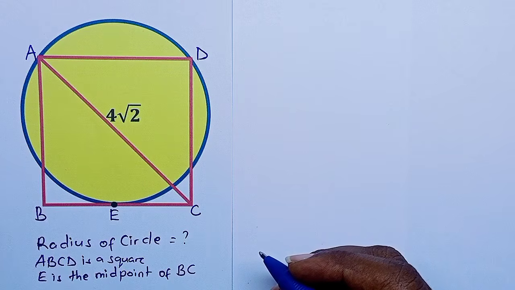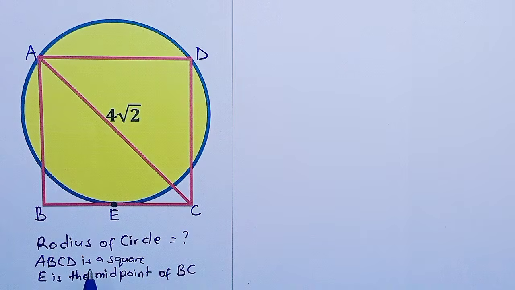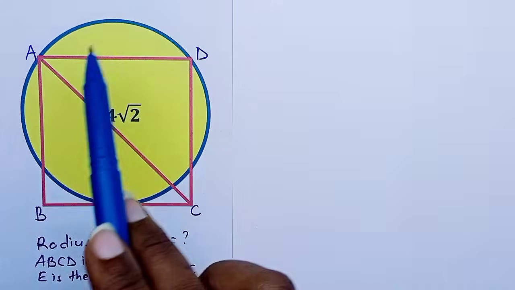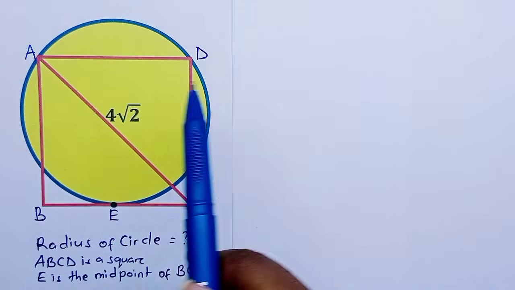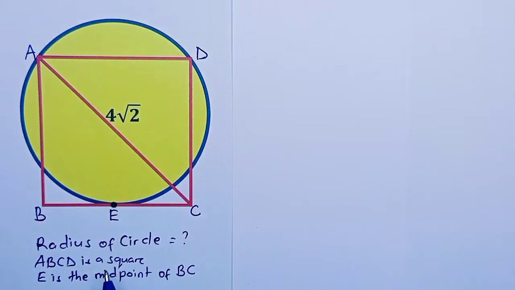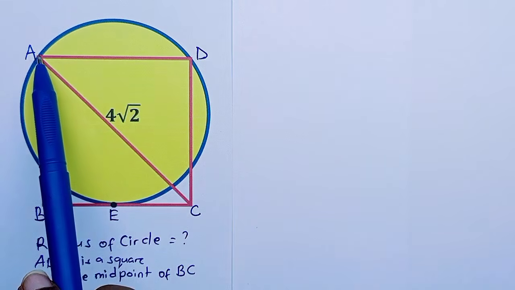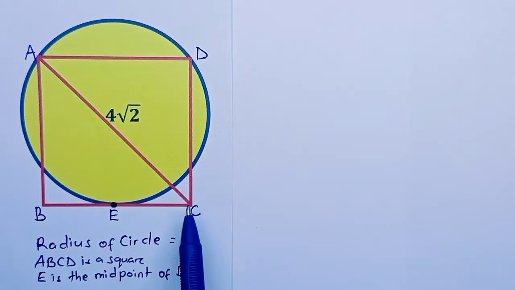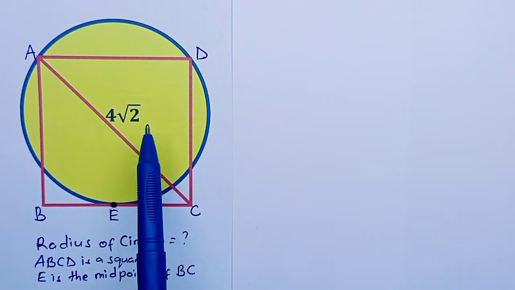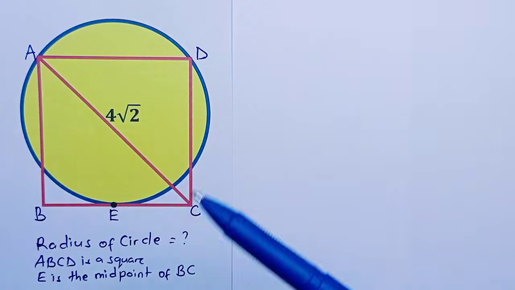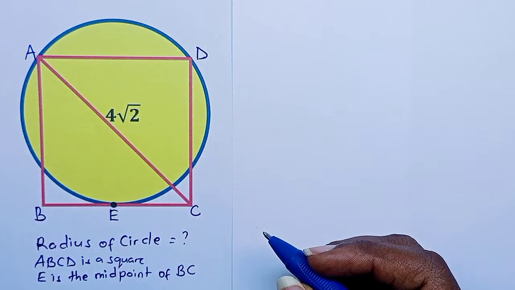Hello, in this video they want us to find the radius of this circle, and they're telling us that ABCD is a square and also point E is the midpoint of line BC. Okay, so ABCD is a square and this diagonal AC is 4 root 2. So with that information, what is the radius of the circle?